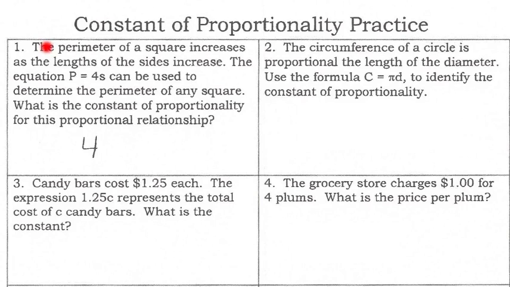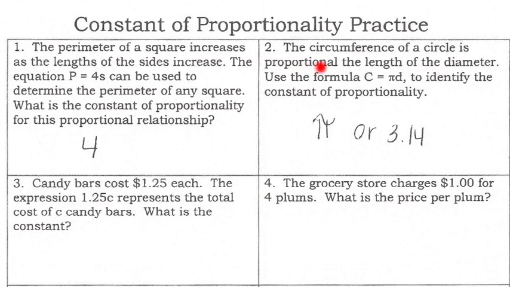Number 1. The perimeter of a square increases as the lengths of the sides increase. The equation P equals 4S can be used to determine the perimeter of any square. What is the constant of proportionality for this proportional relationship? Remember, in an equation, you always look at the coefficient. The coefficient here is 4, so your constant of proportionality is 4.